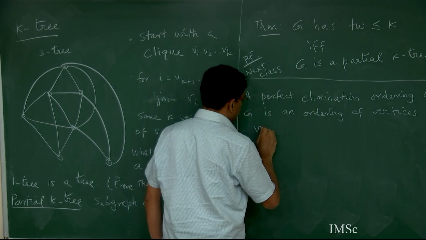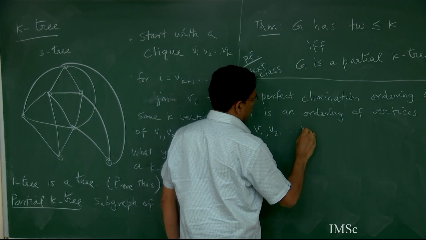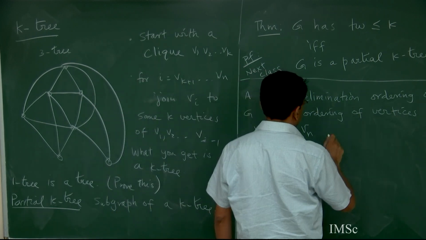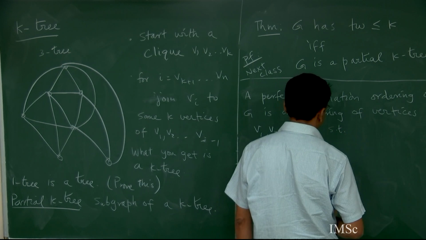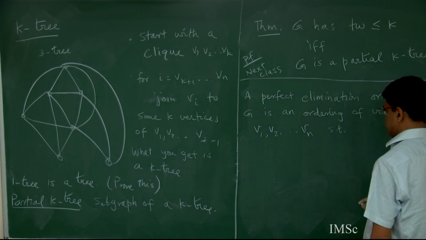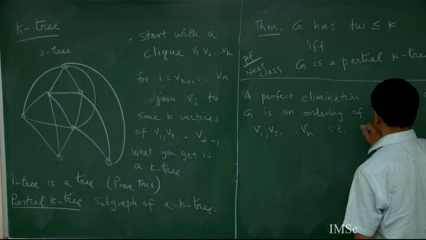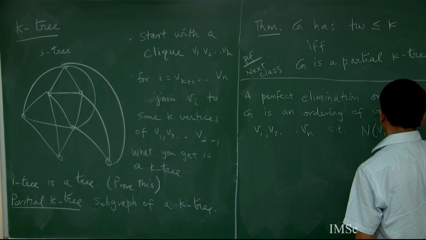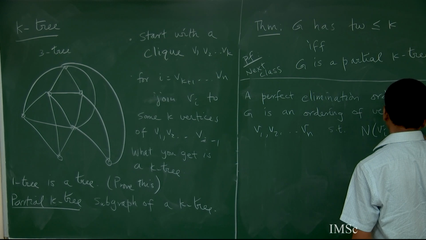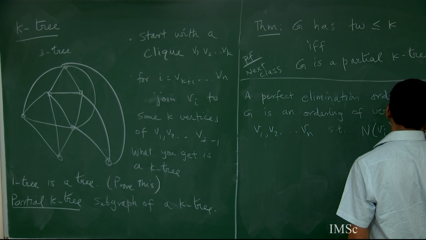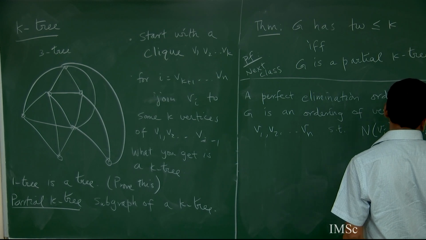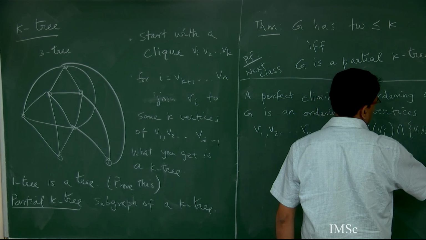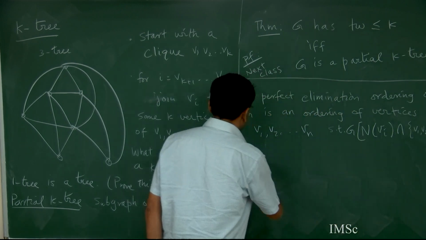So it's an ordering of the vertices such that the neighbors of Vi intersection, the induced subgraph on that, is a clique.